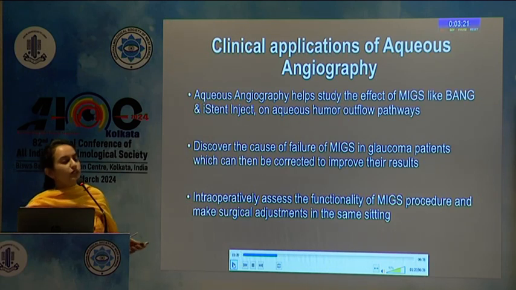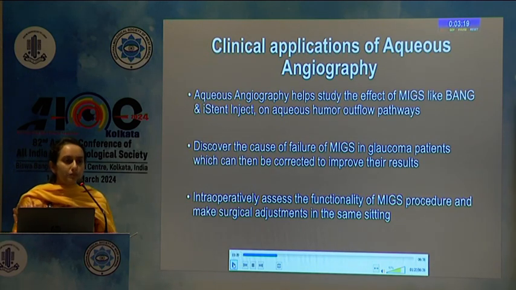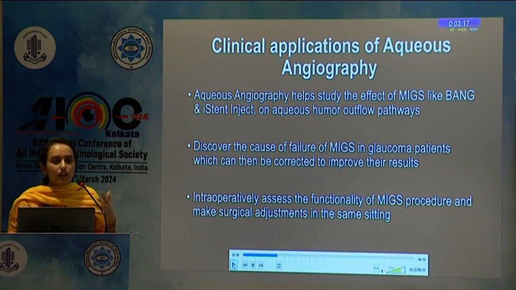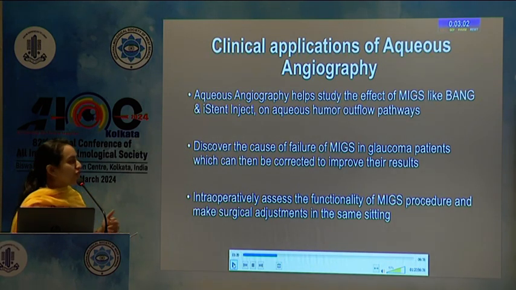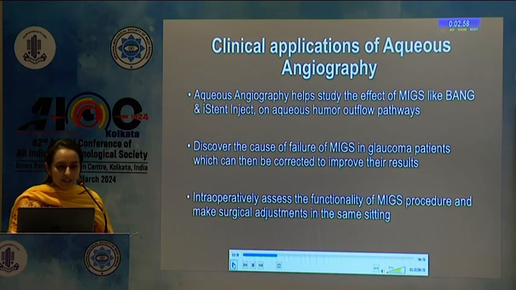So why do we need aquasangiography and what are the clinical implications? How can it help us make surgeries easier and better? Aquasangiography helps to study the effect of MIGS on aqueous humor outflow pathways, discover the cause of failure, and also help us to intraoperatively assess the functionality of MIGS procedures. I would like to elaborate a few of my points with the help of some cases, please.